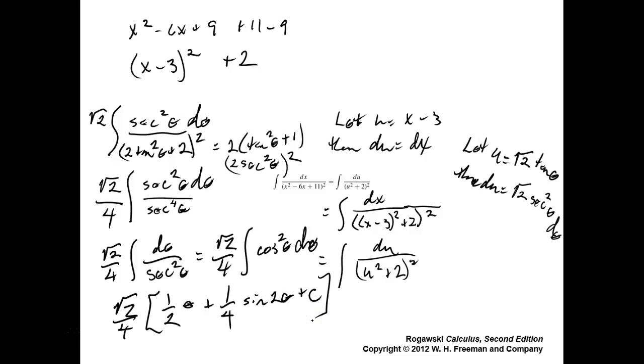Okay, so if we multiply through our coefficient in front, that would be square root of 2 over 8 theta, plus square root of 2 over 16 sine 2 theta plus c. It may not be the same c we had before because we multiplied by it. Okay, now that's one way to write the answer. That's not the only way. Let's see what they did.